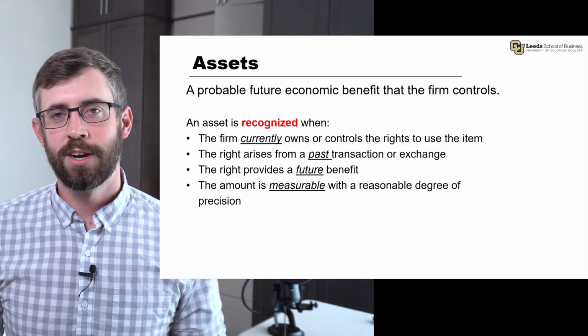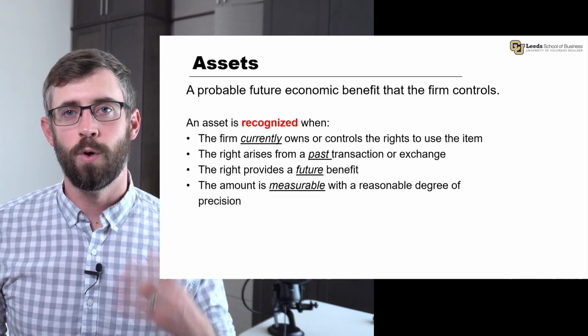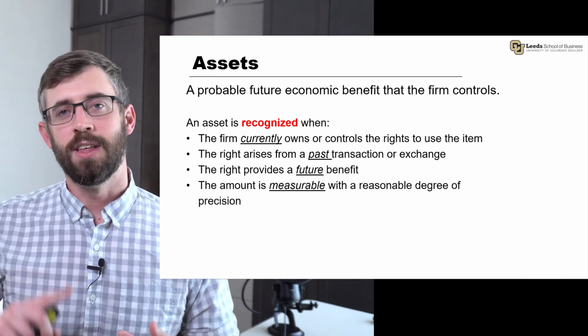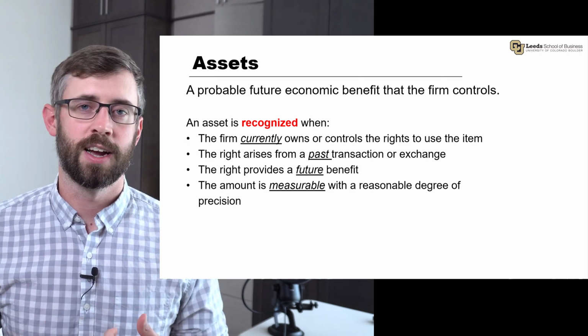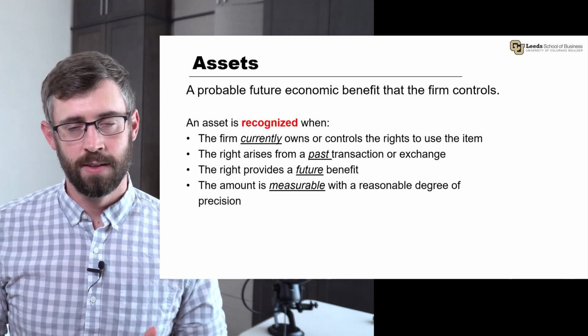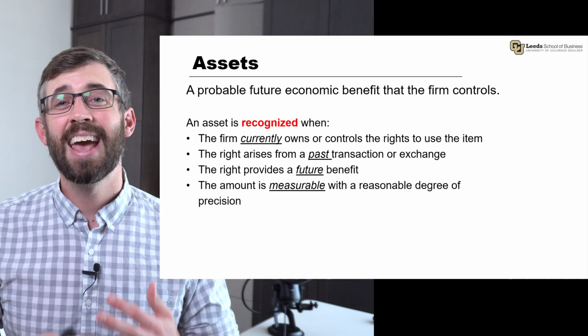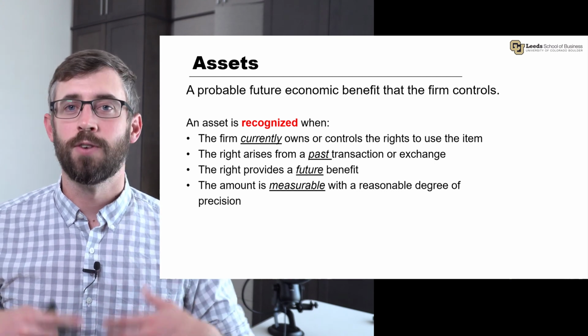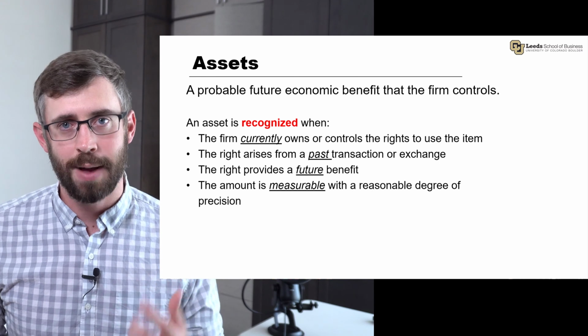Okay, vocabulary lesson aside, we are going to recognize an asset or put it on our balance sheet when 4 things occur. The firm needs to currently control that asset or future economic benefit. It needs to provide a future economic benefit. It has to arise from a past transaction. And it has to be measurable. So if any of these things fail, we are not allowed to put that asset on our balance sheet.